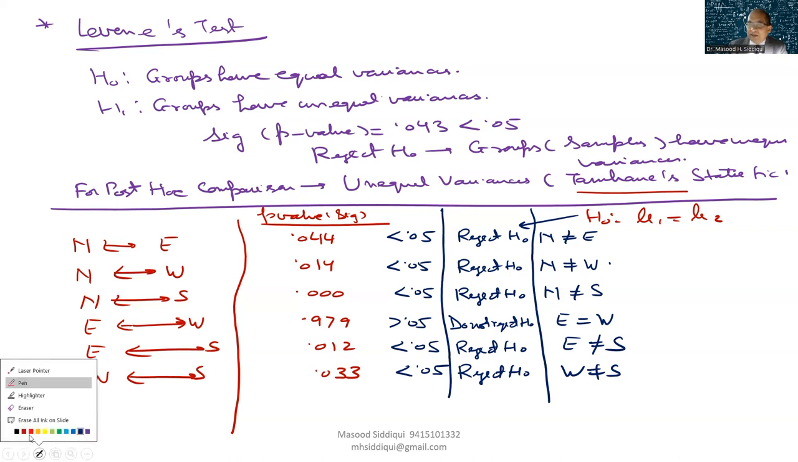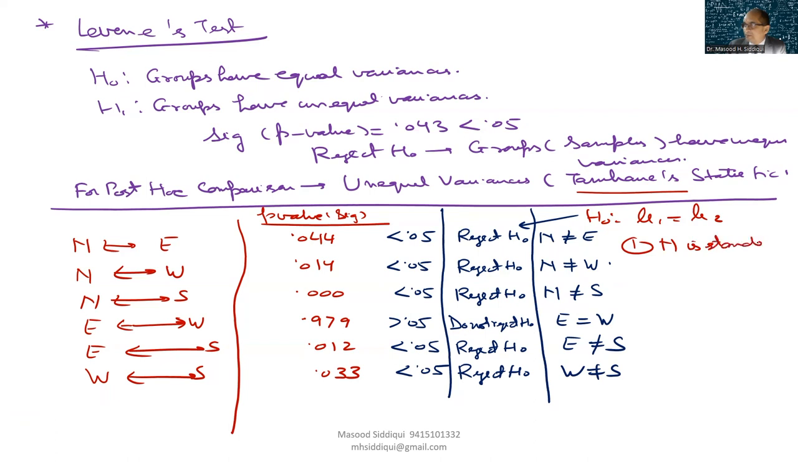Now we will be discussing these results. So have a broad view. First, we compare the northern. Northern is different from eastern, northern is different from western, northern is different from southern. So northern is standing apart, standing separately. Means this is not equals to anyone.